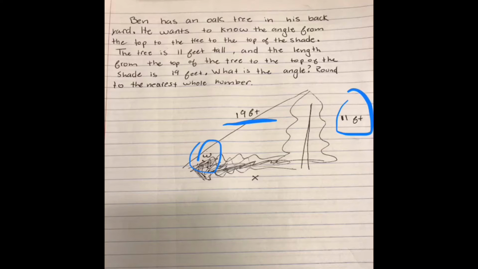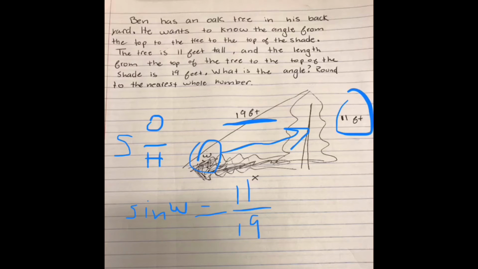So here, our equation is sine, opposite over hypotenuse. We will set this up as sine W, and our opposite is 11. So 11 over 19.